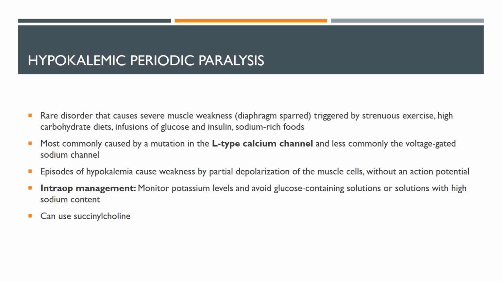It's important to understand the differences between hypokalemic periodic paralysis and hyperkalemic periodic paralysis, but in today's discussion, we're going to discuss hypokalemic periodic paralysis. This is a rare disorder that causes severe muscle weakness. Your diaphragm is spared. It is usually triggered by strenuous exercise, high carbohydrate diets, glucose infusions, insulin, and sodium-rich foods.